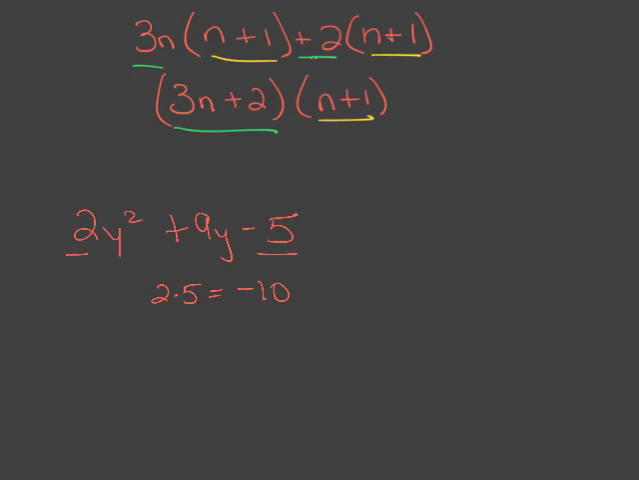And of course, that would be 10 and 1. I mean, there are factors of 5 and 2, but that doesn't create a 9 when added together. So we're going to rewrite this as 2y squared. Now when we do 10 and 1, we have to subtract 1 from 10, and we want to be left with a positive 9. So the bigger number needs to be positive. Minus 1y minus 5.